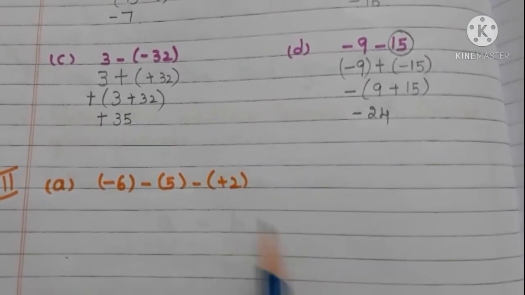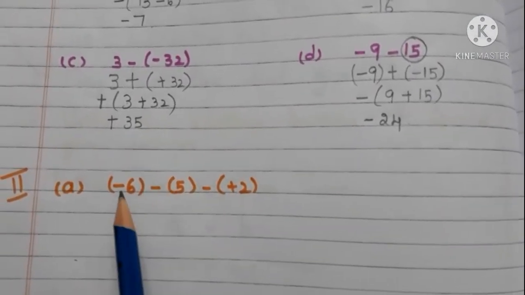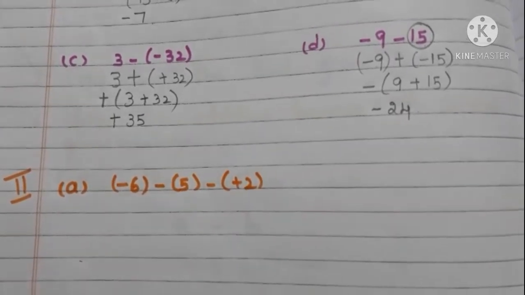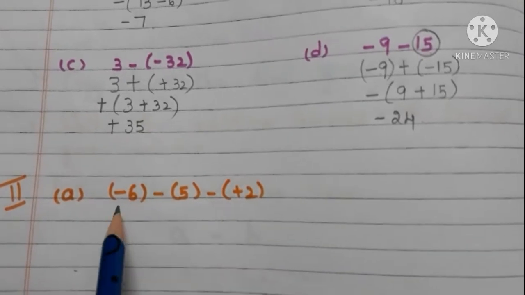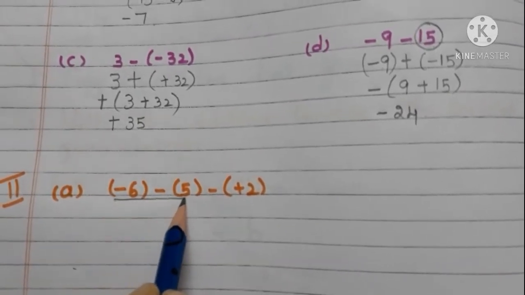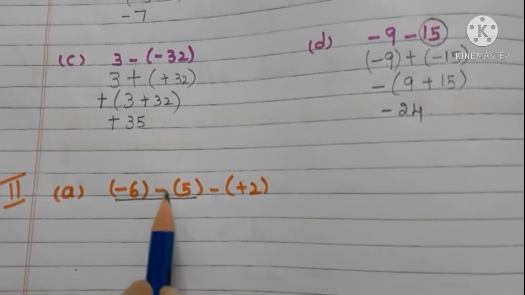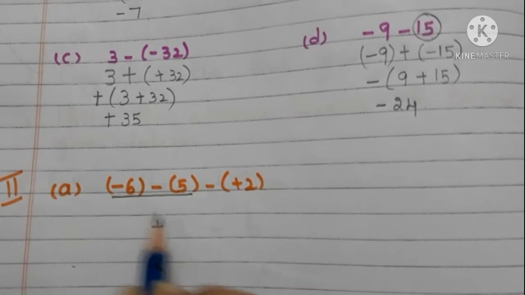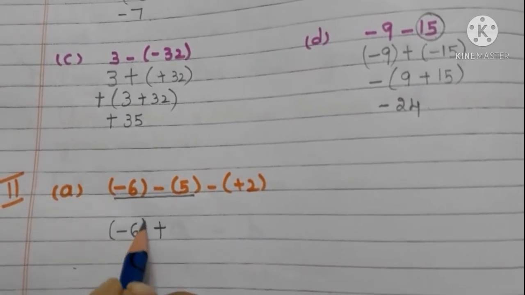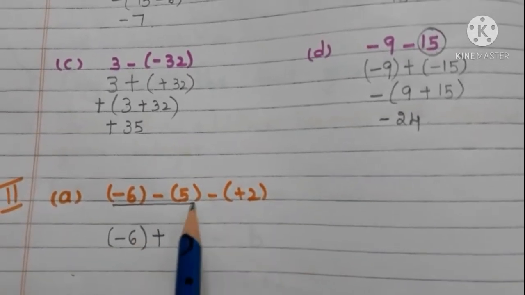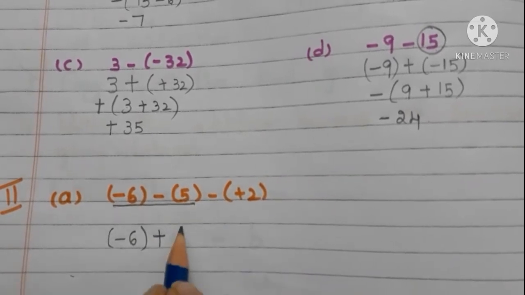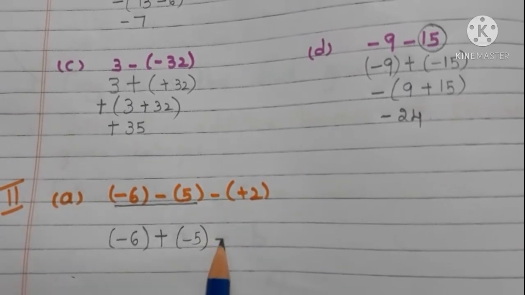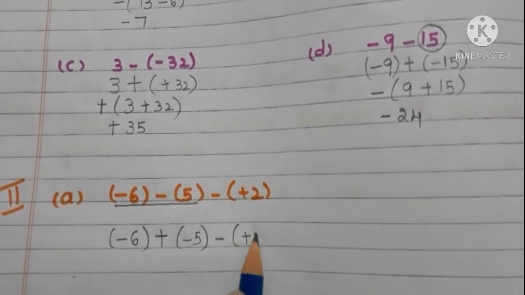Now let us go to another set of examples. Here we have negative 6 minus positive 5 minus positive 2. Okay, first let us simplify till here. What we have to do? Instead of this subtraction symbol, we have to write the addition symbol right here. Copy down negative 6 and write the additive inverse of positive 5. So it is negative 5. Copy down this one, minus positive 2.